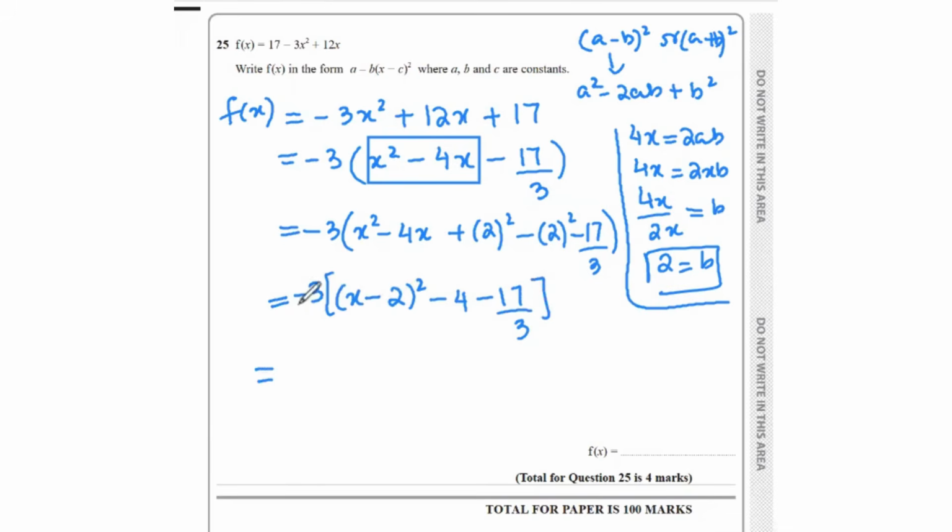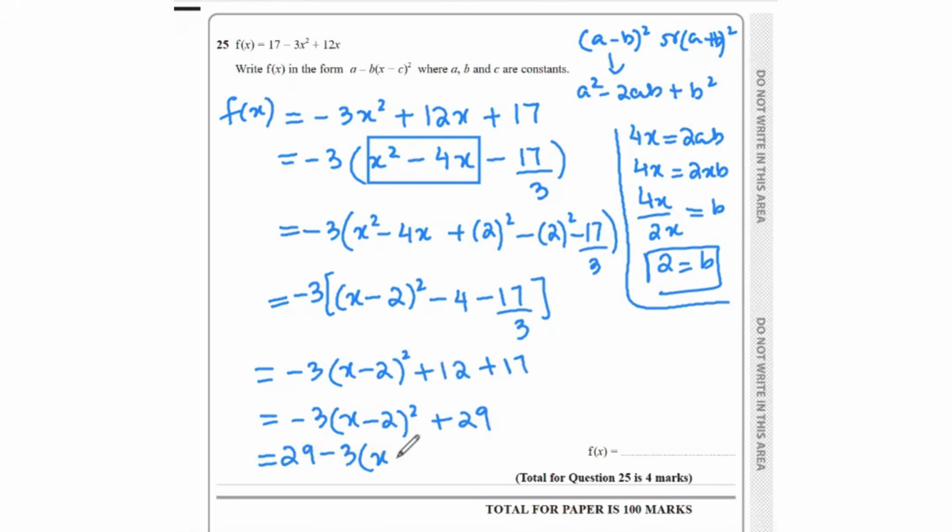So if we multiply the negative 3 with everything, that's going to be negative 3 times x minus 2 whole square plus 12 plus 17, and that's negative 3 times x minus 2 whole square plus 29. This is your equation in complete square form. So your a value is 29. You can rewrite it like this: 29 minus 3 times x minus 2 whole square. Both ways that's correct.